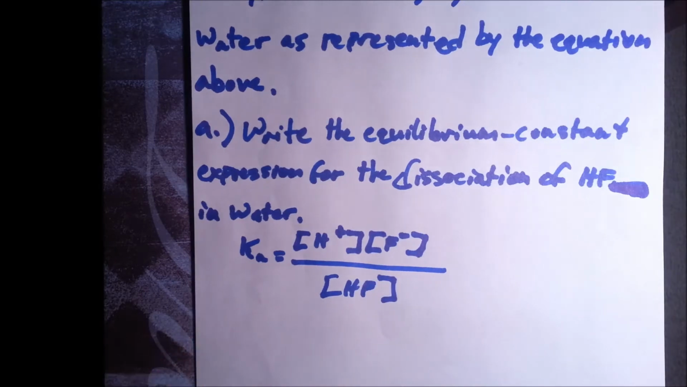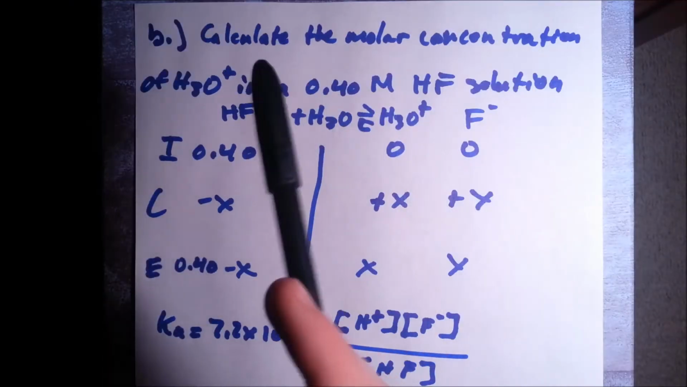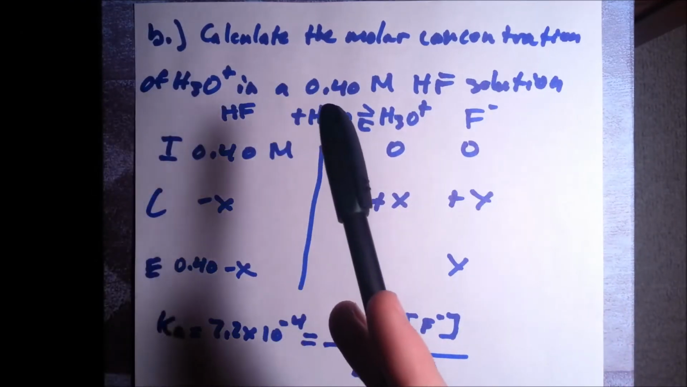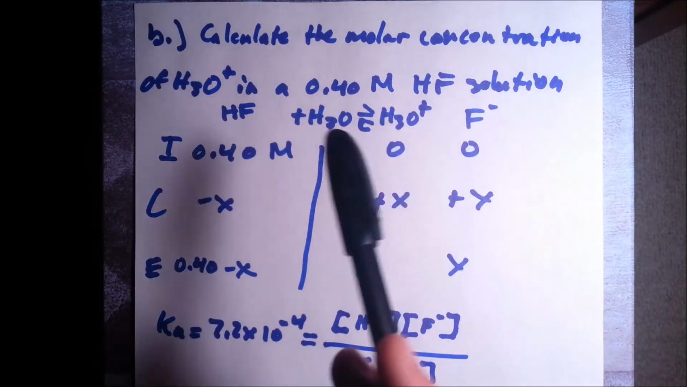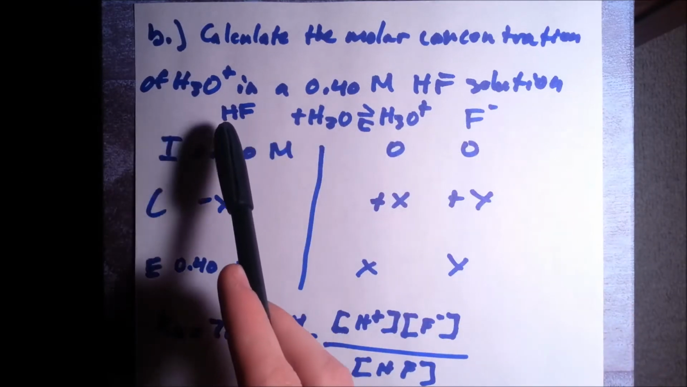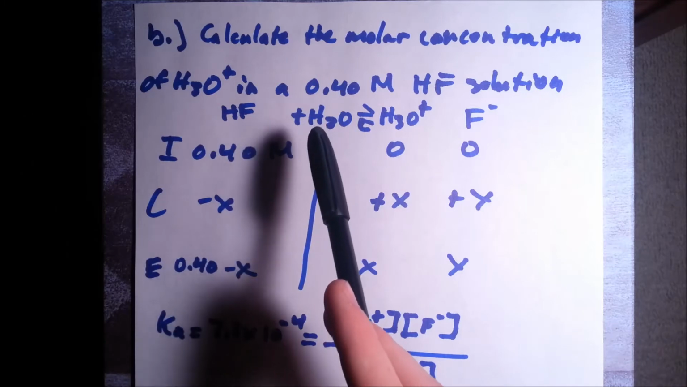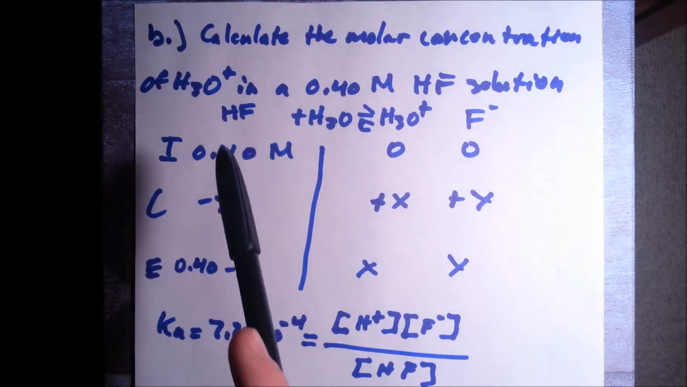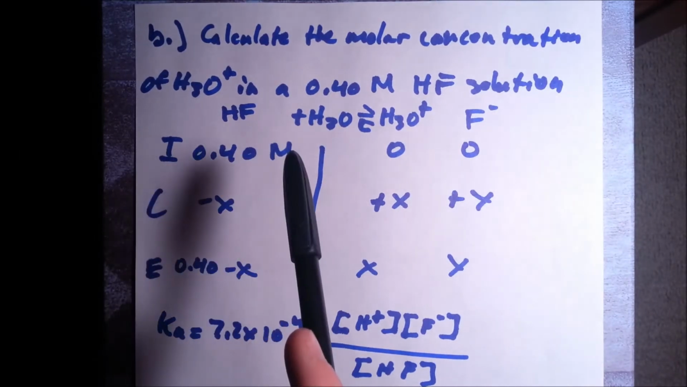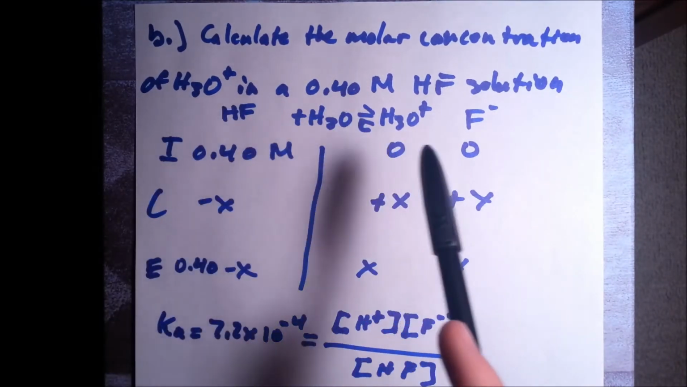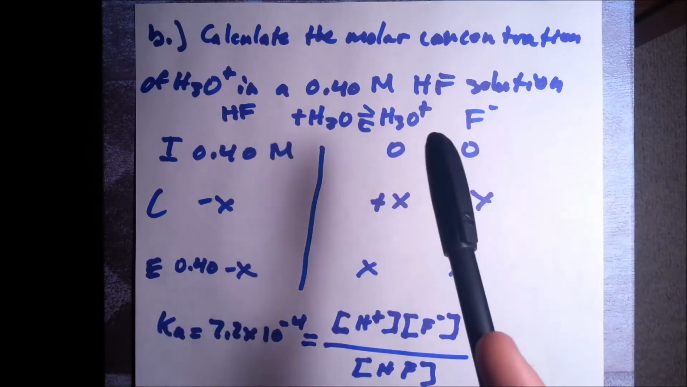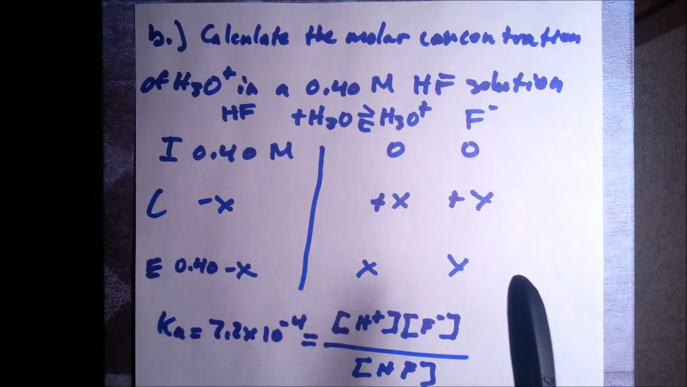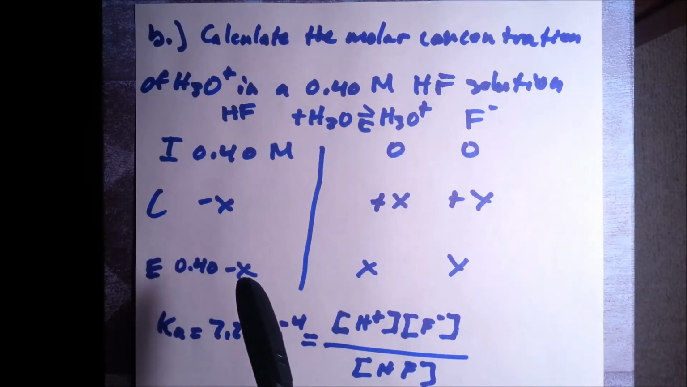For question B, we're supposed to calculate the molar concentration of H3O plus, or H plus, in a 0.4 molar HF solution. So here's the equation again, HF plus H2O giving H3O plus and F minus. So you use ICE and you are given the 0.4 molar solution as the initial concentration, and you don't have any of the products. So by doing ICE, you get 0.4 minus x, and x and x. You neglect the x because of the 5% rule.